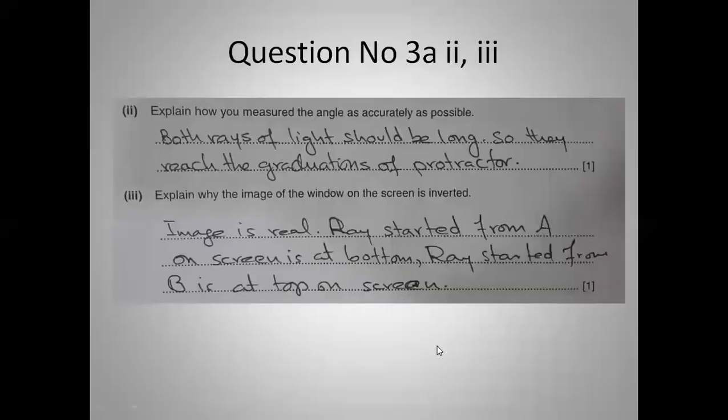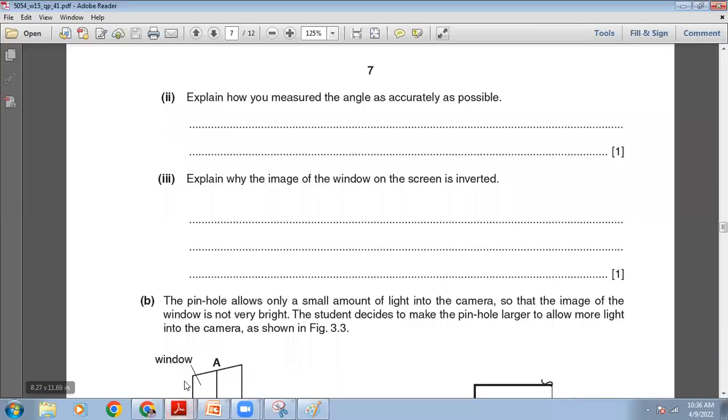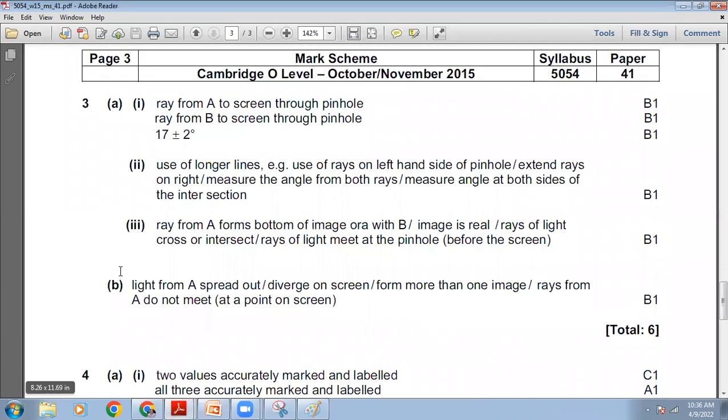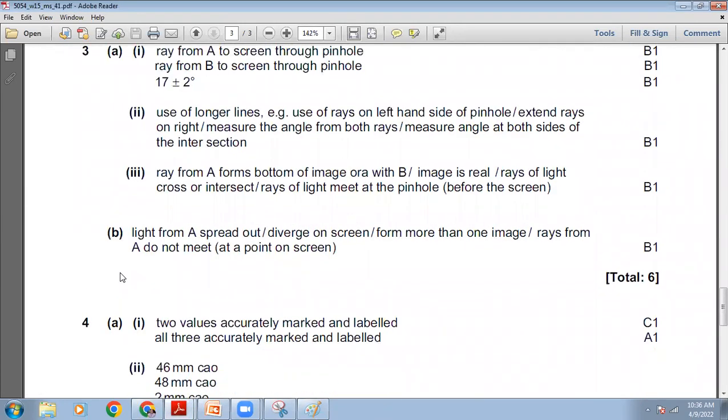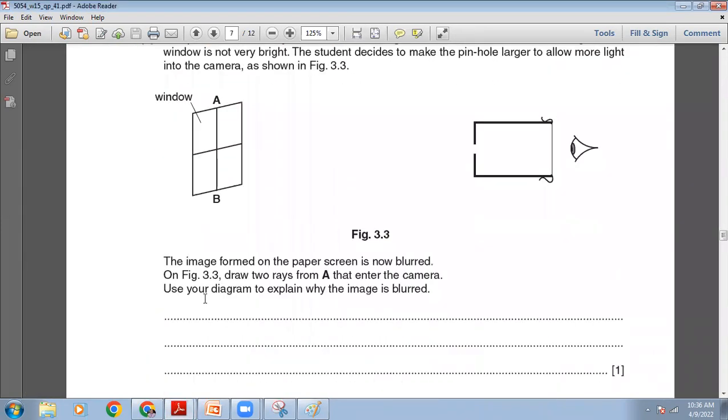Okay, so let's have a look at the marking. My answer: image is real. Ray started from A on the screen is at the bottom, and ray started from B is at the top on the screen. So that's why the image is inverted. Let's see what the marking scheme has to say. Ray from A forms bottom of the image, or B; images are real; rays of light cross or intersect; rays of light meet at the pinhole before the screen. Okay. Then the last part of this question is, here we go.